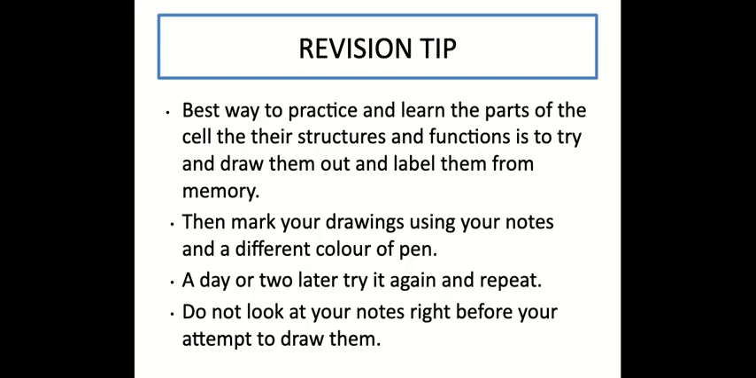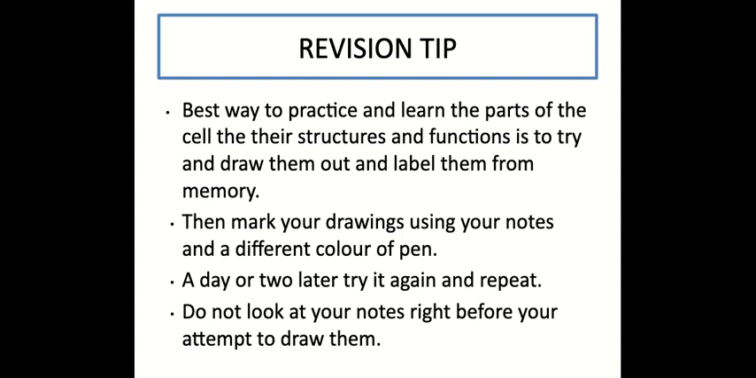Okay, a quick revision tip since we've done most of the topic. The best way I've found to practice and to learn the parts of a cell, their structures and their functions, is to try and draw them out and label them from memory. So get a blank piece of paper, try and draw it out, try and label all the parts you can, try and write the functions, and then open your notes and mark your drawings using your notes, and use a different colour of pen where possible.